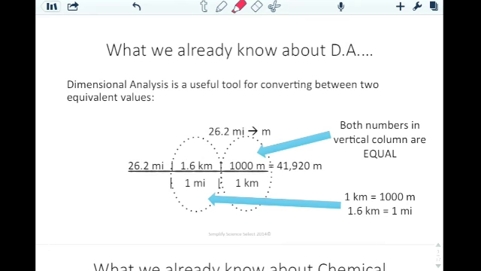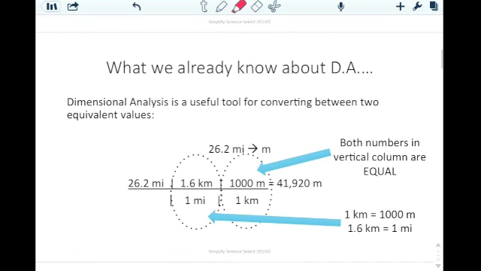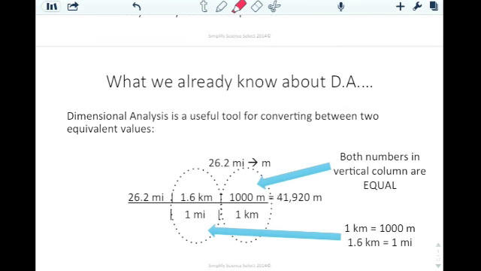So what do we already know about dimensional analysis? Dimensional analysis is a useful tool for converting between two equivalent values. We have the statement of equality. When we're looking at this, we're trying to convert from 26.2 miles into meters, and so we need conversion factors. We have 1 mile equals 1.6 kilometers, and 1 kilometer equals 1,000 meters. Now, both numbers in the vertical column are equal.